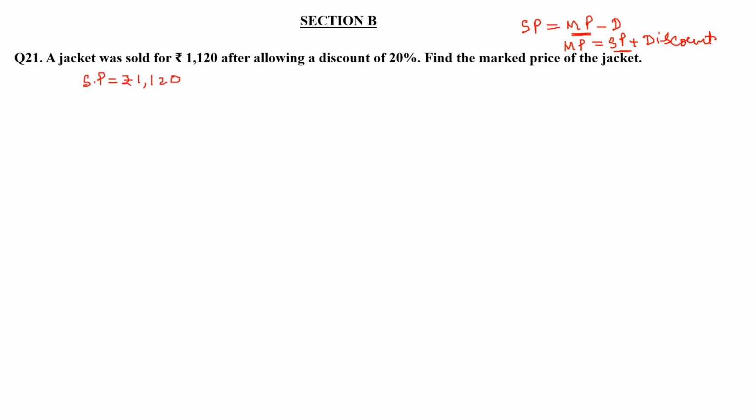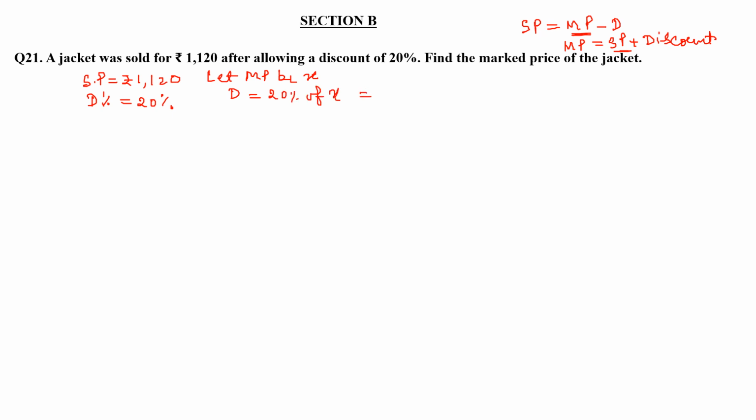But discount we don't know. If we know the discount amount, we will be able to find the marked price. But discount percentage is given as 20%. Now to find out the discount, we already know that discount percent is always calculated on marked price. But marked price is not given in the question. So we have to assume, let marked price be X. Then discount will be 20% of X.